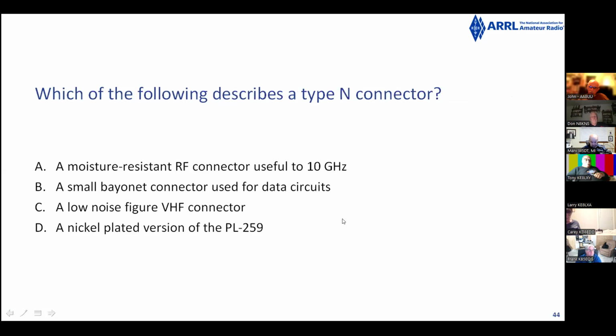I don't see them anymore. A moisture resistance R, well, which of the following describes an N connector? A moisture resistance RF connector useful to 10 gigahertz, a small bayonet connector used for data circuits. A low noise filter figure VHF connector, which I don't know if we can cover that, a nickel plated version of the PL259.